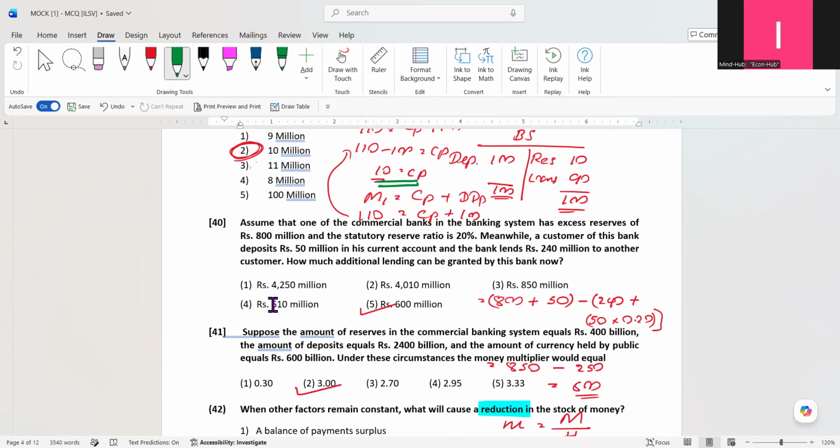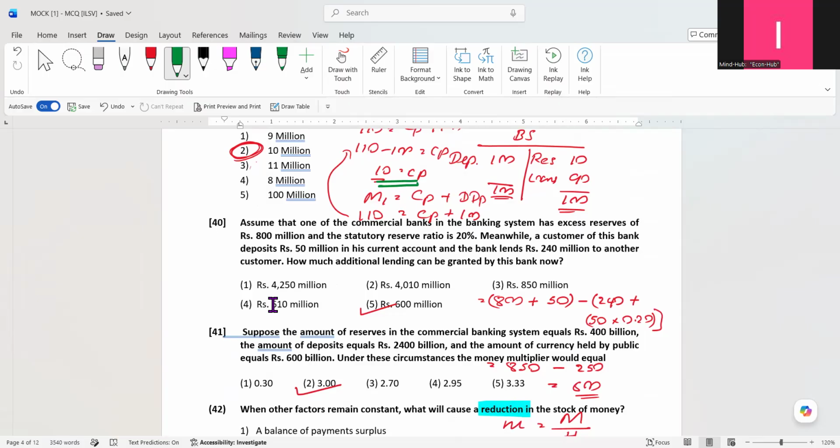They had 800 already. Someone came and deposited 50. 800 plus 50, 850 is now what they had. Out of that 850, 240 was withdrawn as a loan. So minus 240. Not only that, out of this 850, now they got a 50 million deposit, no? Out of that 50 million deposit, 20% they can't give on loans. 20% is to be kept as reserves.